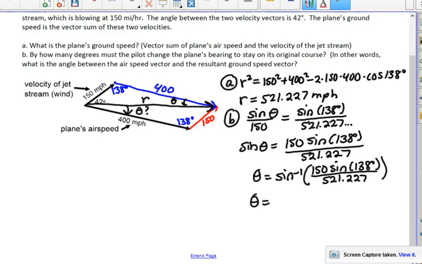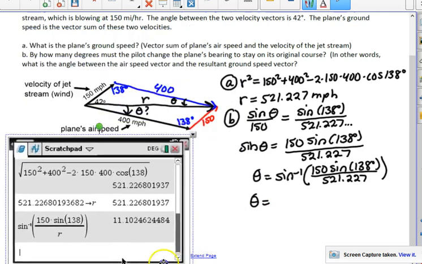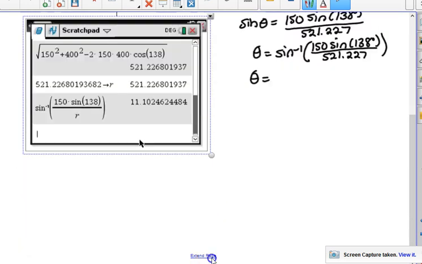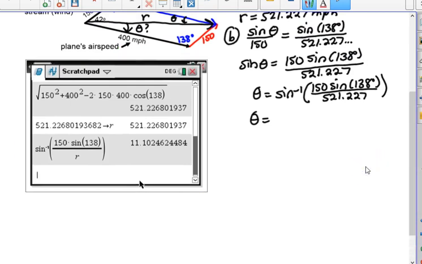So I'm going to go ahead and put this over here so we can see it while we're talking about the problem if we need to. So you'll have this available to look at. So theta is equal to 11.1 degrees.